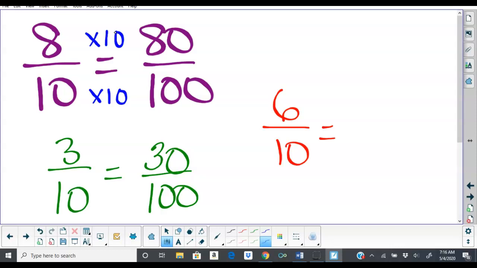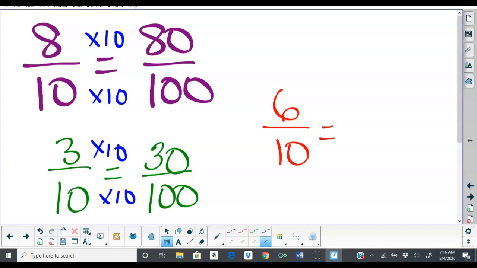Let's see if that works for the other one. 3/10 is equal to 30 hundredths. So 10 times 10 equals 100, and 3 times 10 equals 30. So in order to go from 8/10 to 80 hundredths, I had to multiply my numerator and my denominator by 10. Same thing, to go from 3/10 to 30 hundredths, I had to multiply my numerator and my denominator by 10.